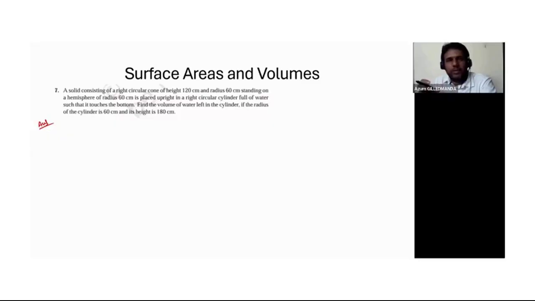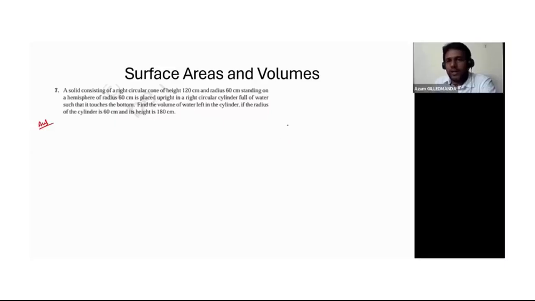As this is a difficult chapter, I am trying to cover all scenarios as much as possible. Okay, listen carefully. A solid consisting of a right circular cone of height 120 centimeters and radius 60 centimeters, standing on a hemisphere of radius 60 centimeters.